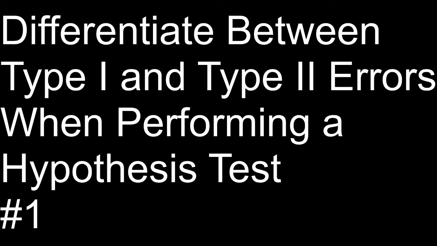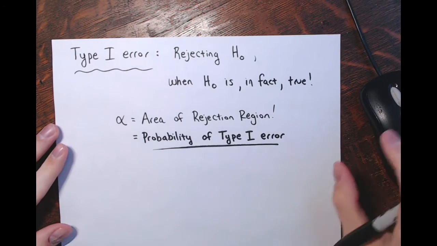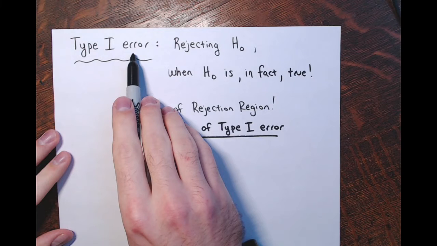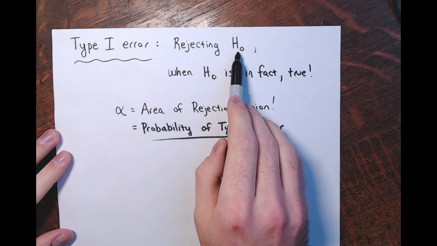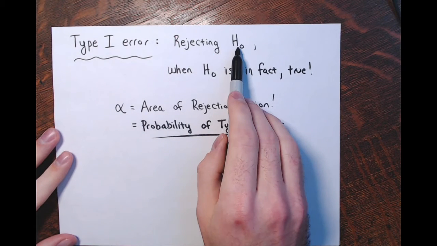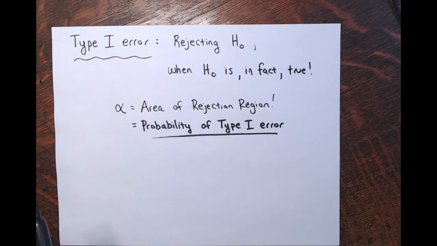Hopefully you've been watching. But just to refresh your memory, I've got a paper here reminding us of what a type 1 error is when you're performing a hypothesis test. A type 1 error is when you reject the null hypothesis, but you shouldn't have. It's when you reject the null hypothesis, but the null hypothesis was in fact a true statement. So you made an error.